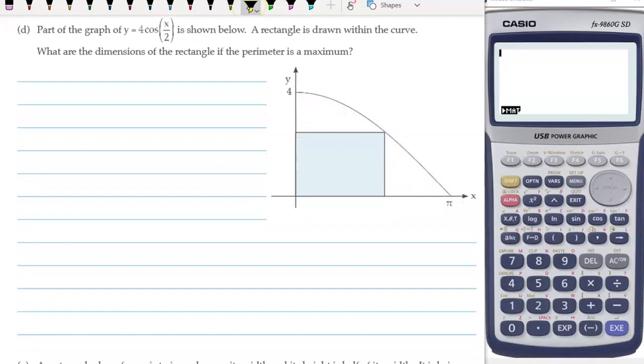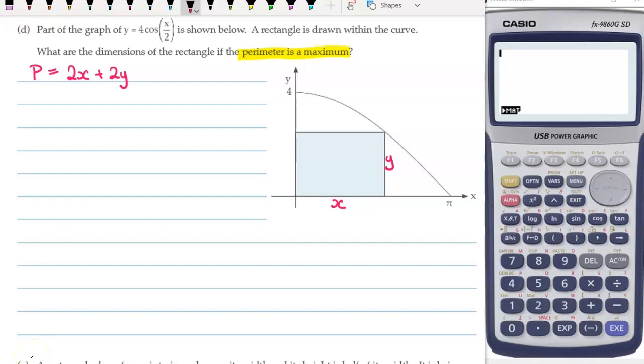On part D, we've got the equation of the curve, we've got rectangles made within, and we want to find out when the perimeter will be a maximum. So we need an equation for the perimeter, then differentiate it and set it equal to 0 to find a maximum of it. So our perimeter is going to be, well, if this is x and this is y, the x coordinate and the y coordinate, we would have 2 of x and 2 of y to make our perimeter.